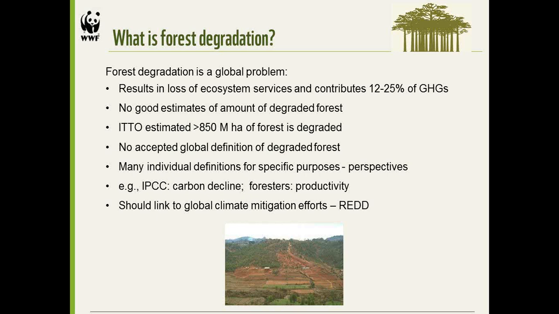As I said, we have no good accepted definition, and although there are many definitions, all of these tend to be reductionist. In other words, they were developed for specific purposes. For example, the IPCC defines forest degradation as a decline in the capacity of the forest to store carbon. Foresters tend to say that there's productivity problems. So these are the kind of perspectives that are out there with respect to forest degradation.